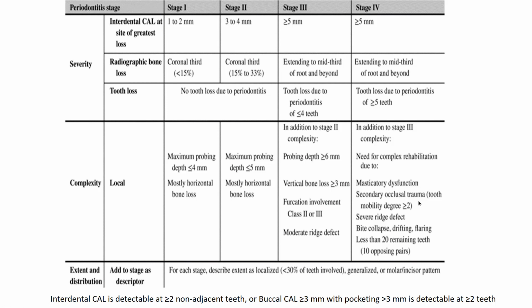Now, about complexity: let's say you have a patient that's mostly in stage 1, but they have 5 millimeter probe depths. That means you will bump up the patient from a stage 1 to a stage 2 due to the complexity. Let's do another example. Let's say you have a patient that's stage 2, and then they have vertical bone loss or 6 millimeter probe depths. You would bump it up to a stage 3. So you can always bump up a category due to complexity.